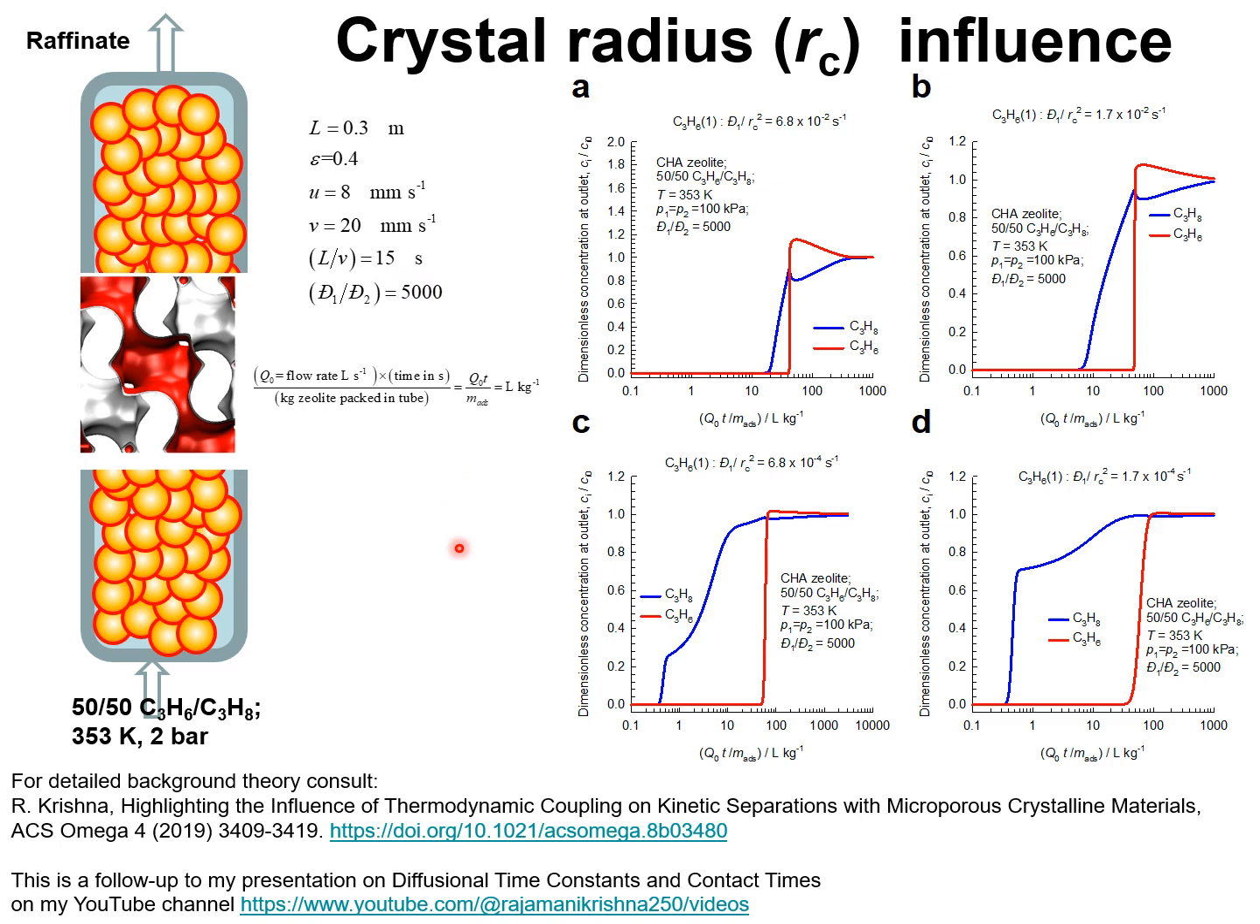For propane diffusion inside the crystals of Chabazite zeolite, the ratio of diffusivities of propene to propane is 5,000. And to highlight the influence of the size of the crystallites that are embedded within the catalyst pellets, I consider 4 different scenarios with 4 different particle sizes, which are increasing from A, B, C, and D.